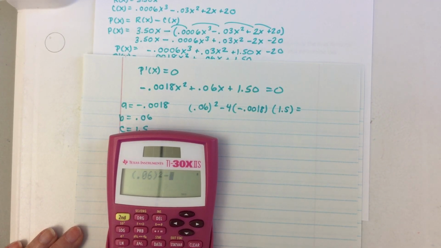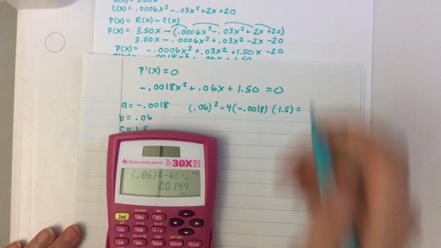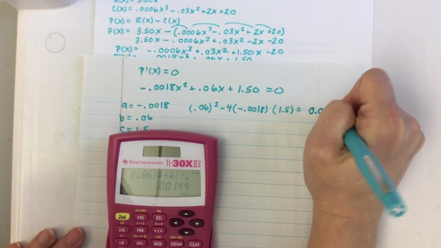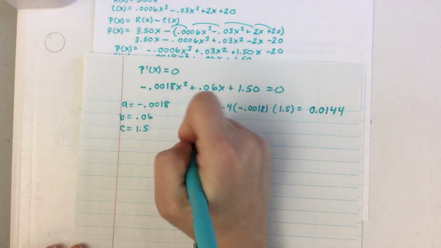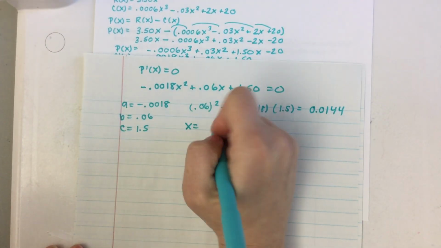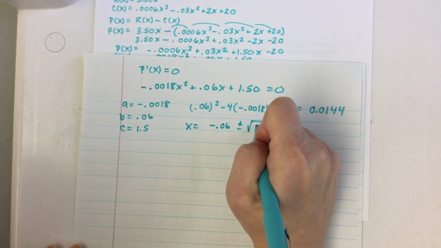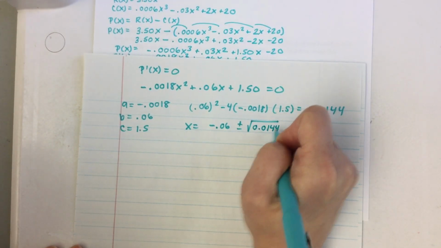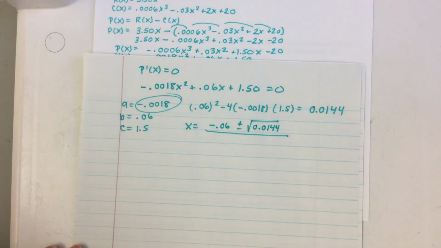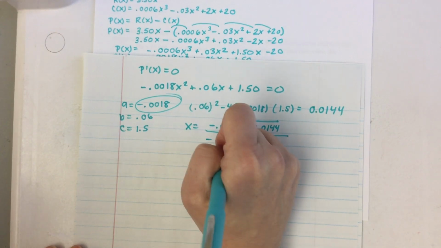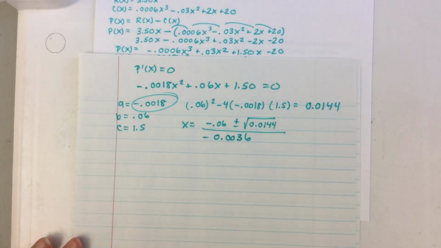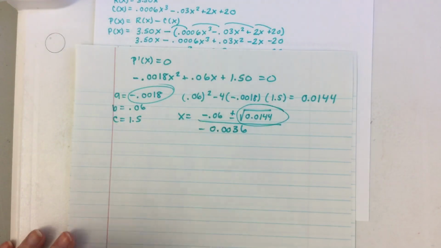0.06 squared minus 4 times negative 0.0018, close it, times 1.5, and I got 0.0144. That's what goes underneath the radical. X equals negative b, negative 0.06, plus or minus, underneath the square root, 0.0144 all over 2 times a. If I take 2 times negative 0.0018, it's negative 0.0036. Next step, let's figure out what the heck that is.